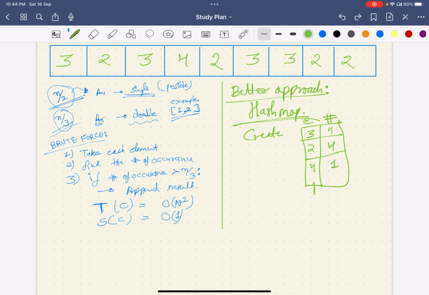Okay, so we got this. The time complexity to solve this problem is O of n, and the space complexity will be O of n, because we have to create one hash map.